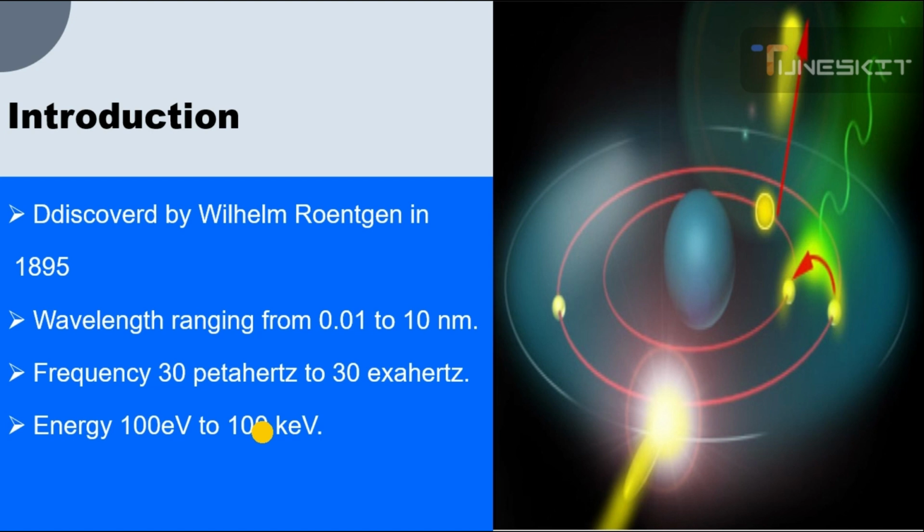X-rays were basically discovered by Wilhelm Röntgen in 1895. Their wavelength ranges from 0.01 to 10 nanometers, and the frequency is 30 petahertz to 30 exahertz. You will be shocked to know that their energy ranges from 100 electron volts to 100 kilo electron volts. So we can say that they are very highly energized electromagnetic radiations.